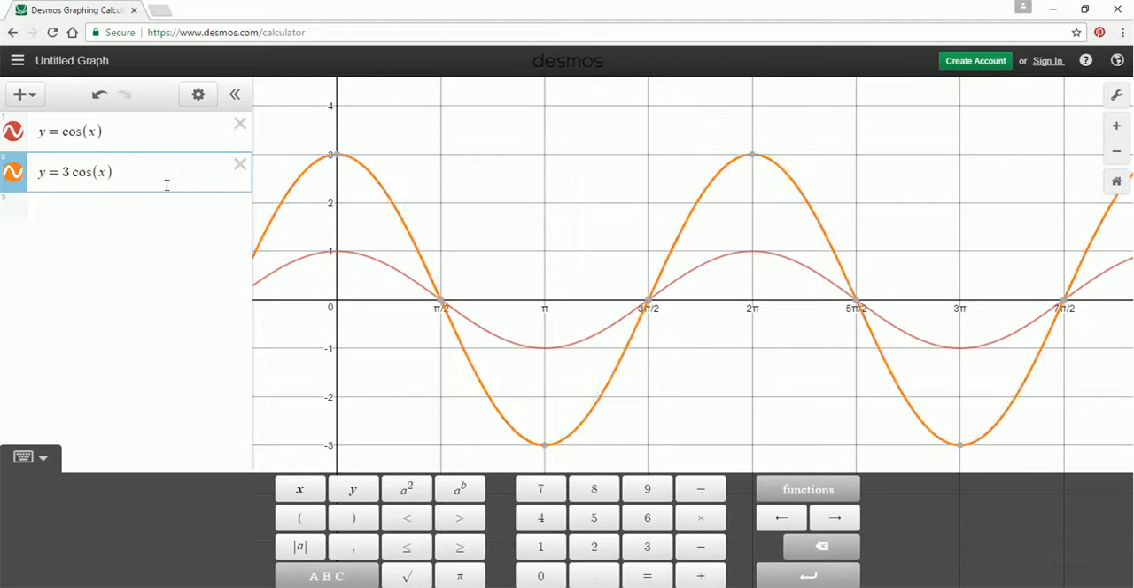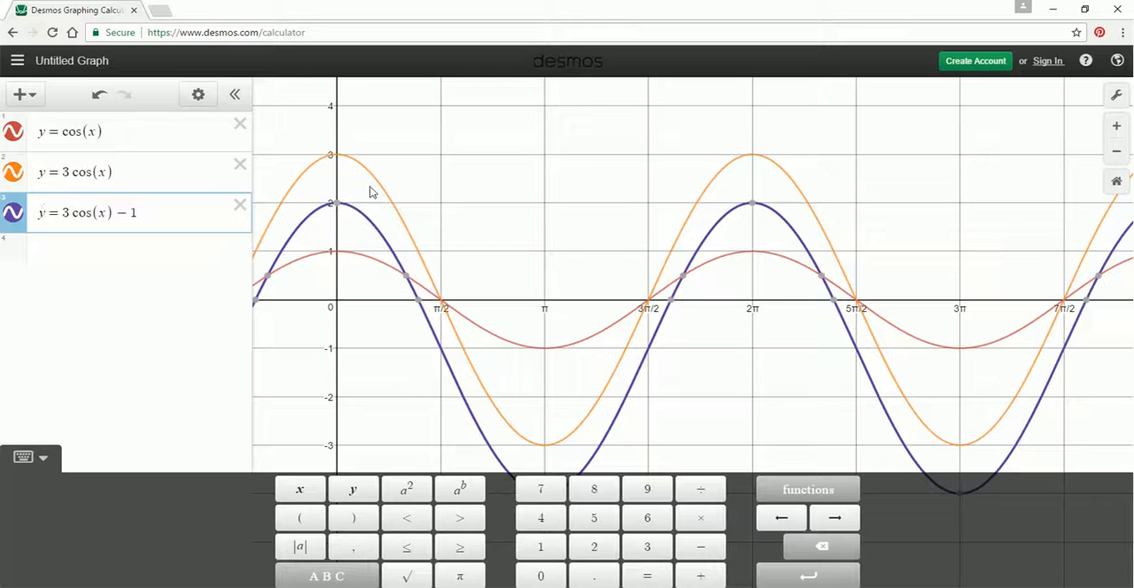And maybe, actually, I can even show you this so you see it a little bit differently. 3 cosine of x. So we've got that same graph, and now we're shifting it down 1. And so that orange graph shifted down 1. Okay, and we'll talk about order of operations because it is important how we apply those.